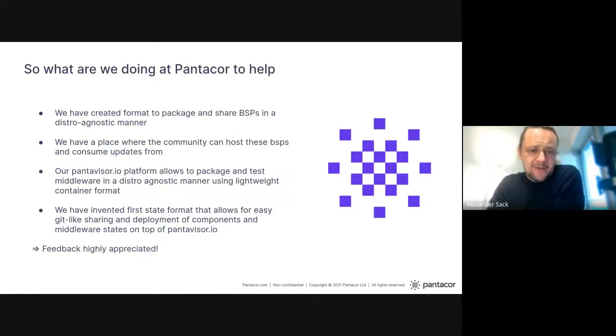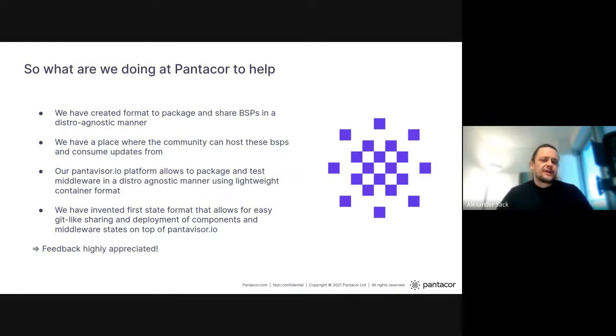Last but not least, we have a Pentavisor.io platform, which is a no OS and no distribution platform that allows you to put together an embedded Linux experience from just BSPs and containers, right? And I believe this would be a great test bed for doing the stabilization, testing and validation of the middleware stacks I'm talking about, because it removes all the distro-specific things underneath it at this moment.